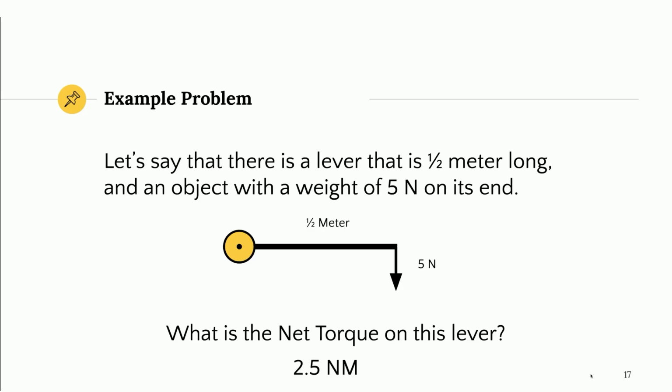So here, all we have to do is multiply the radius, which is 1/2 of a meter, by the force that is perpendicular to the axis of rotation, which here is nice and easy and just told us it's 5 newtons. So 5 newtons times 1/2 is 2.5 newton meters.